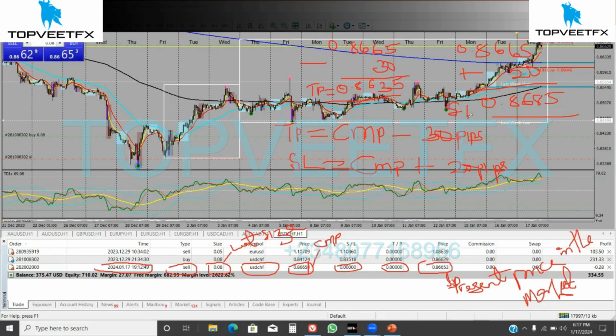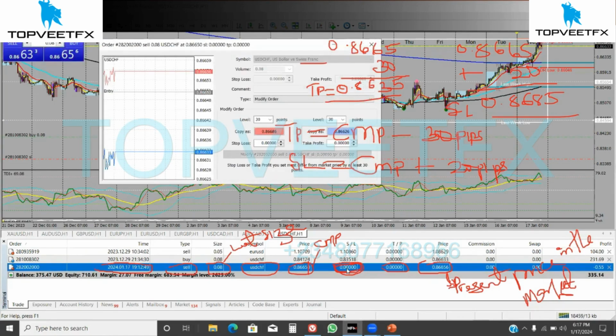After calculating this, we'll come to this place where they wrote SL. We'll click it twice. After clicking it twice, this will display. When this displays, you will punch in 0.8685. Then our TP is 0.8635. You can see that this thing is highlighted.